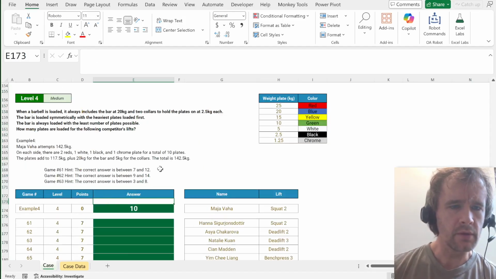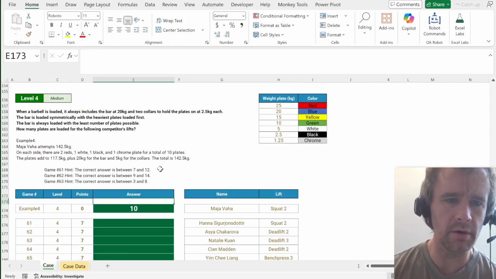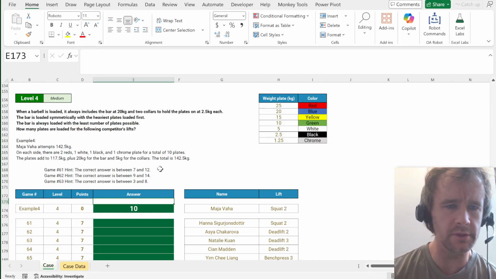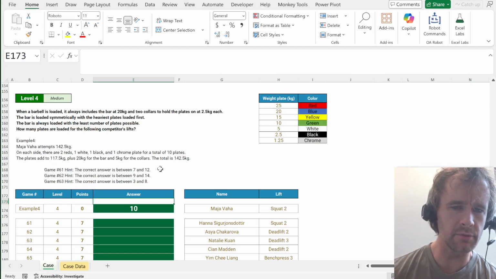All right, when a barbell is loaded, it always includes the bar at 20 kilograms and 2 collars to hold the plates at 2.5 kilograms each. The bar is loaded symmetrically with the heaviest plates loaded first. The bar is always loaded with the least number of plates possible. How many plates are loaded for the following competitor's lifts?